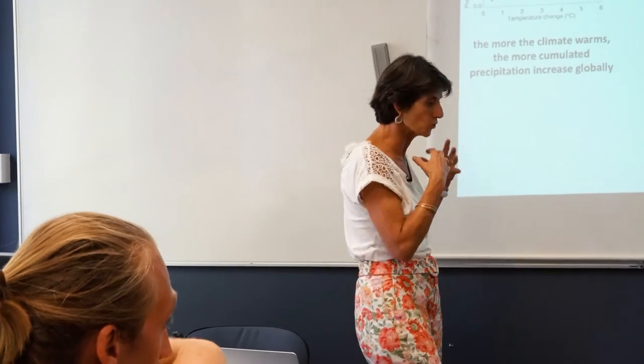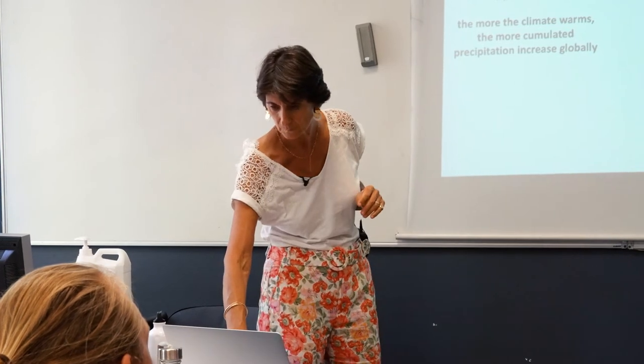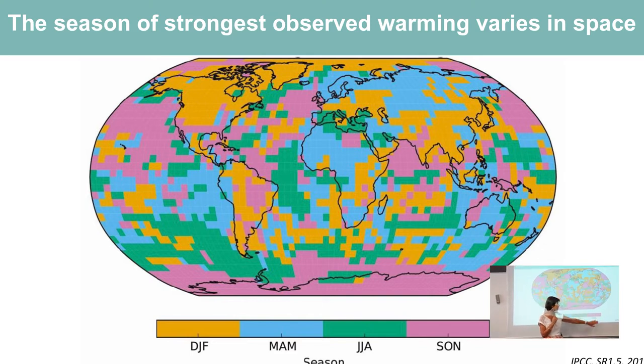So this is really to show you that there is this spatial heterogeneity of the influences of climate change. I've just chosen two examples, temperature and precipitation, but we could do the same with any other variable. And there is also some discrepancy in the uneven distribution in time of the warming. So if here we just look at the season of the strongest observed warming, you have December, January, February in yellow, March, April, May in blue, June, July, August in green, and September, October, November in purple. And what you see, if you just look at France, for example, is that the summer is the season of the strongest warming in the Mediterranean area.